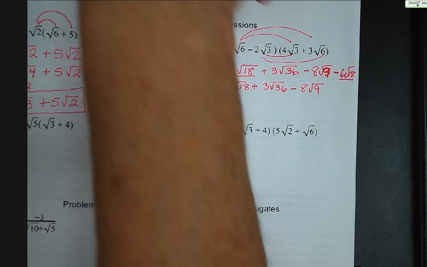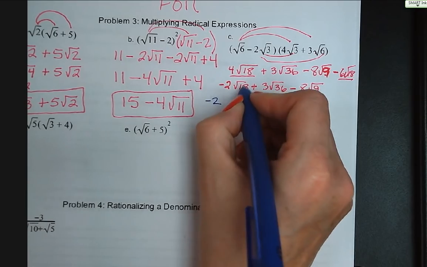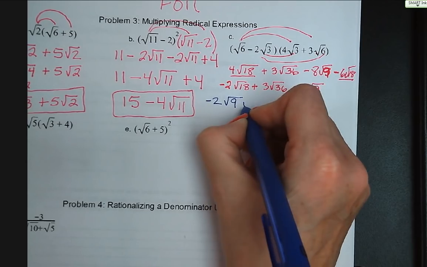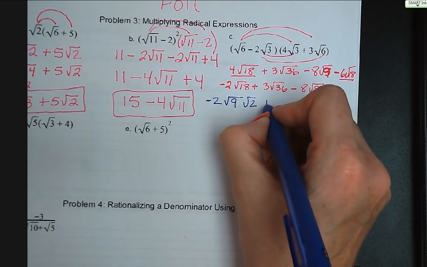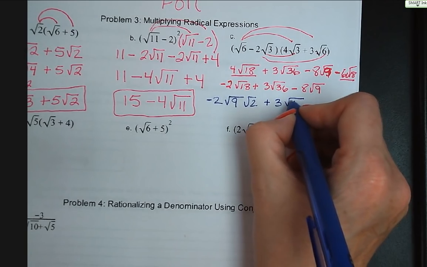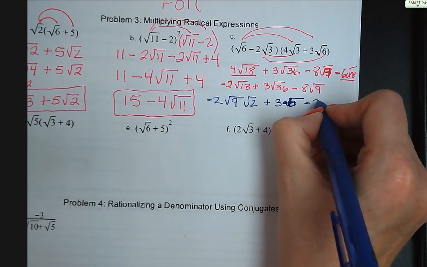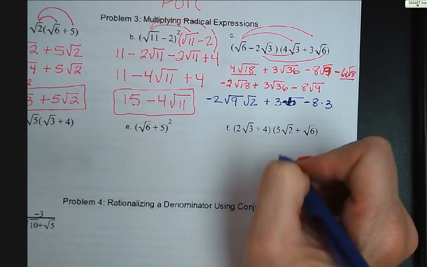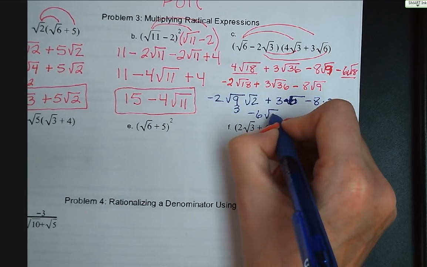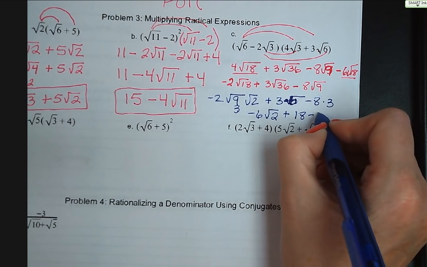Now we're going to simplify our radicals that we have there. So square root of 18 is going to be 2 times 9. So square root of 9, square root of 2. And then we have the rest of it there. Square root of 36, which is 6 times 6, which is just 6. Minus 8 times 3. Okay, so this is a 3. So this is negative 6 root 2 plus 18 minus 24.